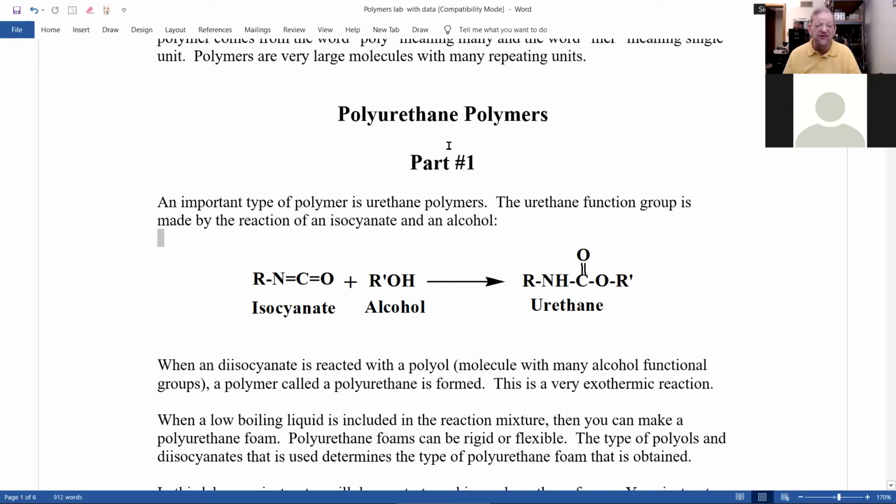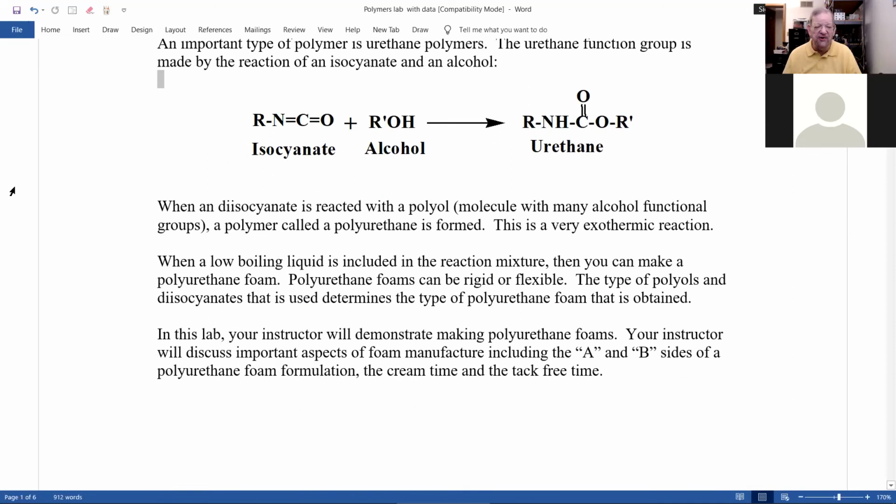The first one is a urethane or polyurethane. Now, a urethane is an isocyanate plus an alcohol to make a urethane functional group, which you see on the screen. Now, with a polymer, you use more than one functional group in a molecule.